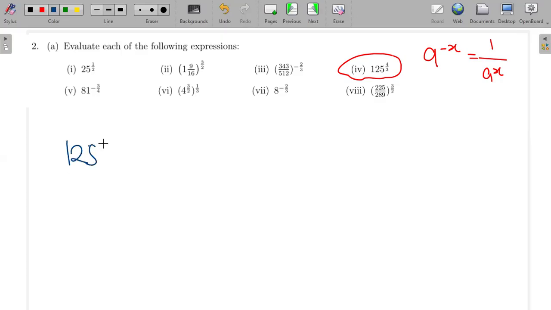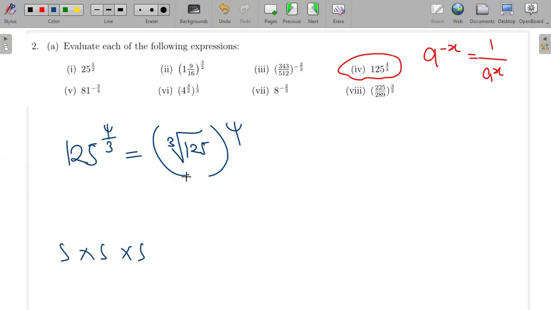So this is 125 to the power 4 over 3. Okay, so this is basically the cube root of 125 to the power 4. So what is the cube root of 125? The cube root of 125 is 5. Remember, we did 5 times 5 times 5, we got 125. So it means this cube root here is 5, and then to the power 4.